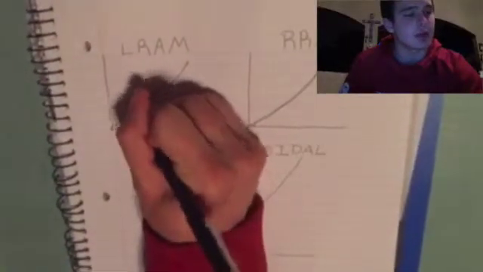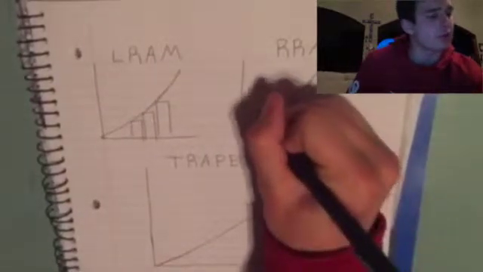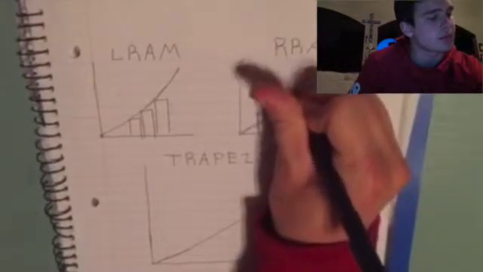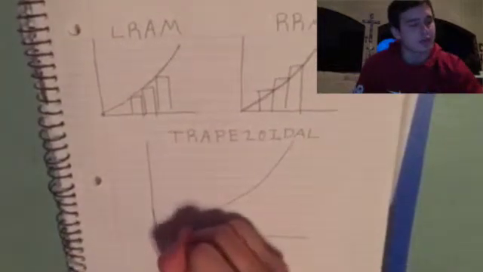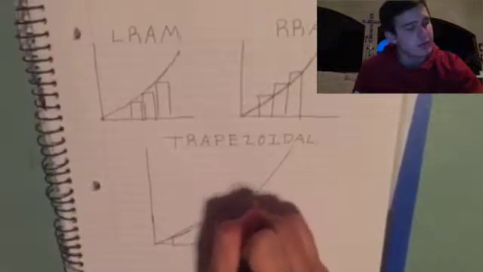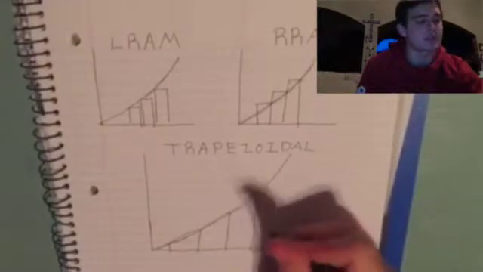Okay guys, so in earlier videos we've talked about LRAM, RRAM, and MRAM. With LRAM you get some under approximation, like so. And with RRAM you get over approximation, like so. Now with trapezoidal approximation, while there still is some error in your approximation, it's a lot less, and you're going to get a lot more precise of an approximation.